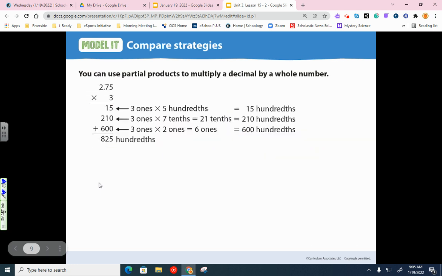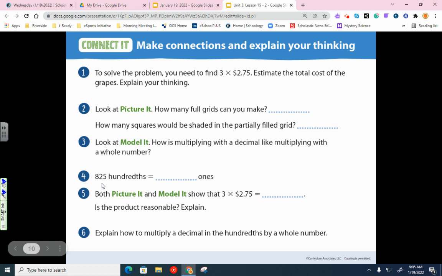This method, while it's valuable, simply put, makes things a little more complicated than they have to be, converting between hundredths and ones and tenths. So we're not really going to focus too much on this one. Let's go right over to the next page.